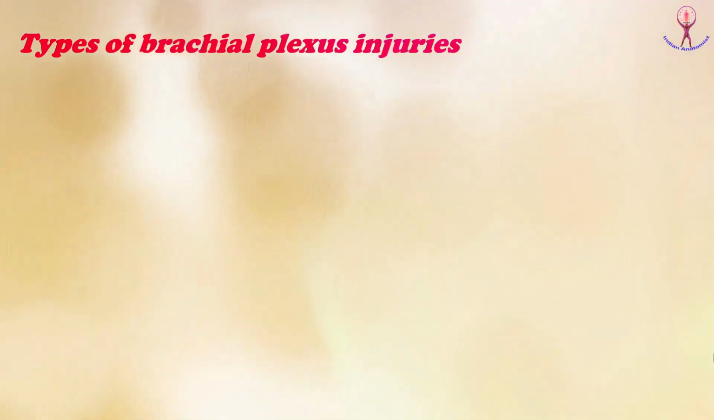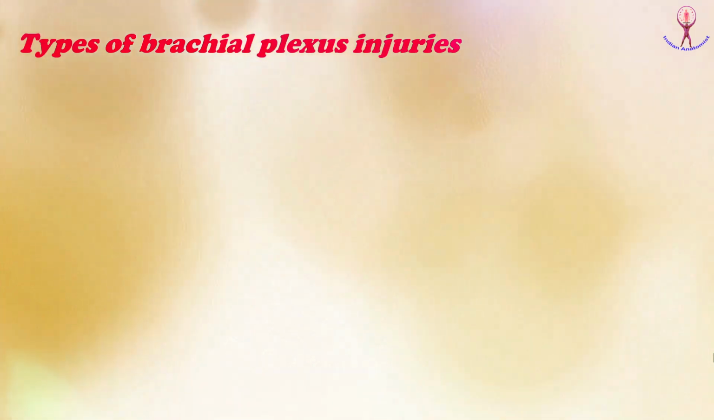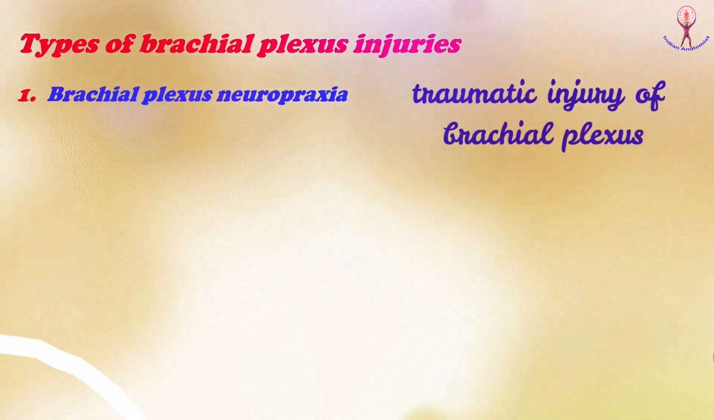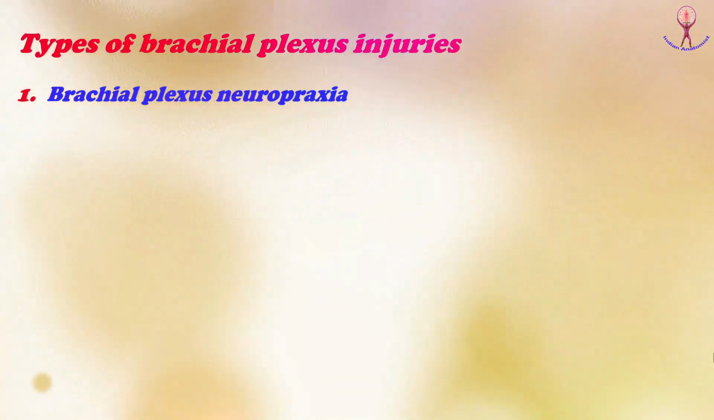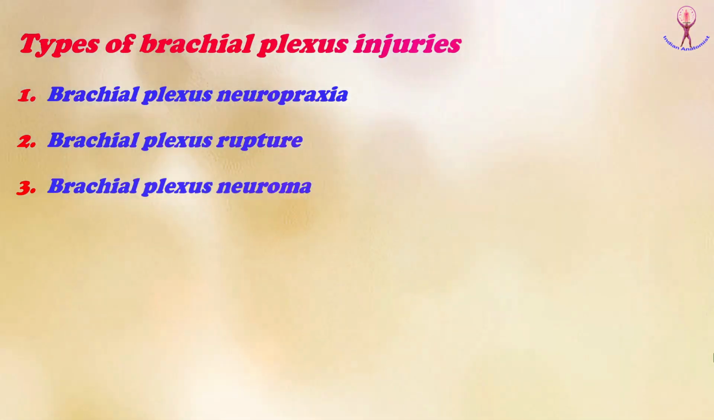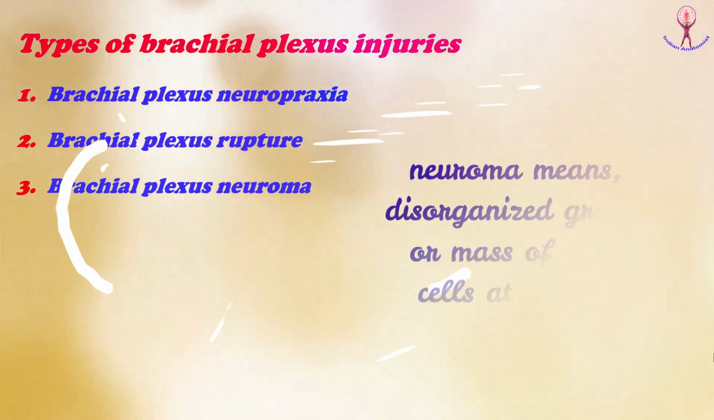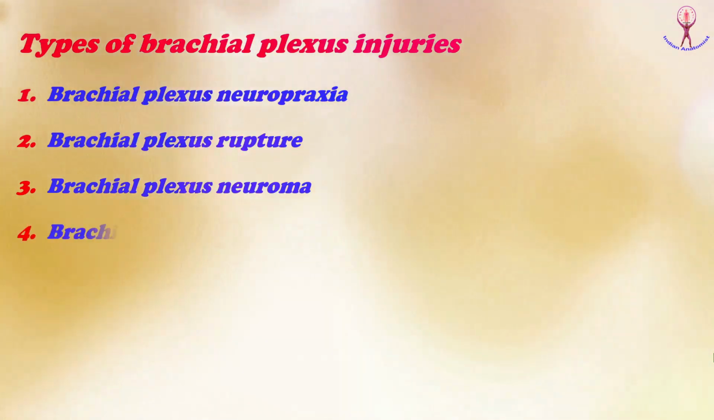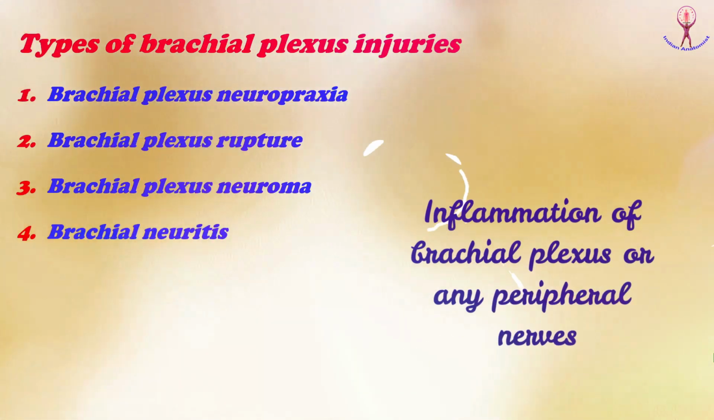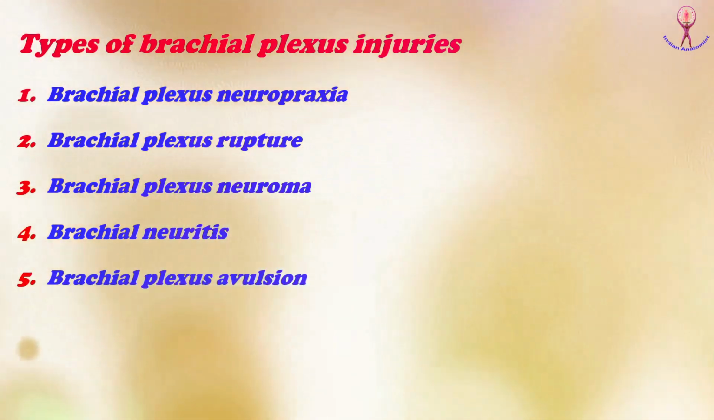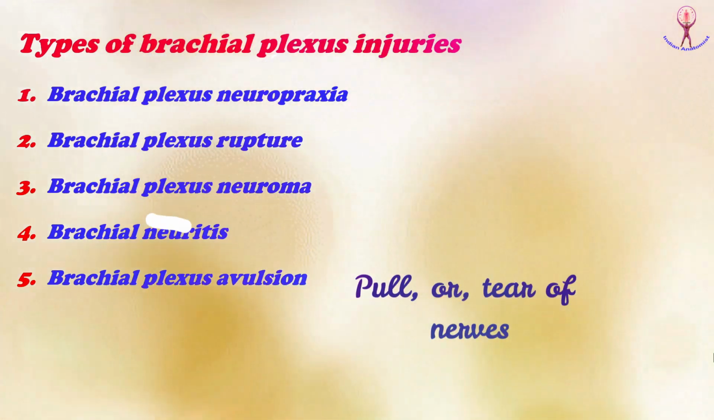Types of brachial plexus injuries. Commonly, the following injuries may be related to the brachial plexus. 1. Brachial plexus neuropraxia, otherwise called traumatic injury of the brachial plexus. 2. Brachial plexus rupture. 3. Brachial plexus neuroma, due to a benign or non-cancerous tumor. Neuroma means a disorganized growth or mass of nerve cells at the injury. 4. Brachial neuritis, inflammation of the brachial plexus or any peripheral nerves. And 5. Brachial plexus avulsion, a pull or tear of nerves.